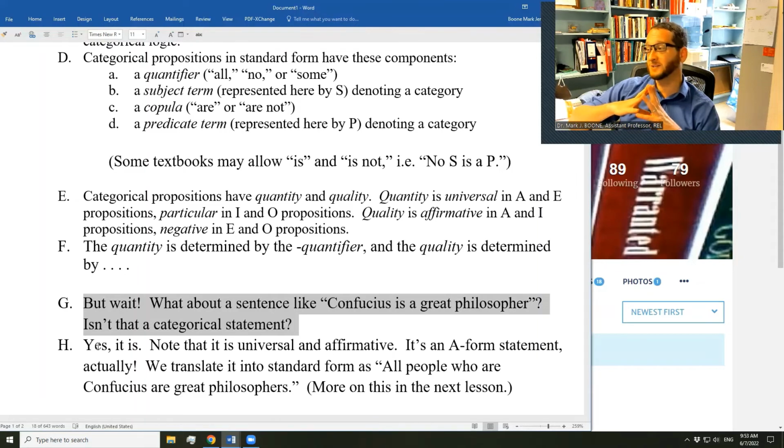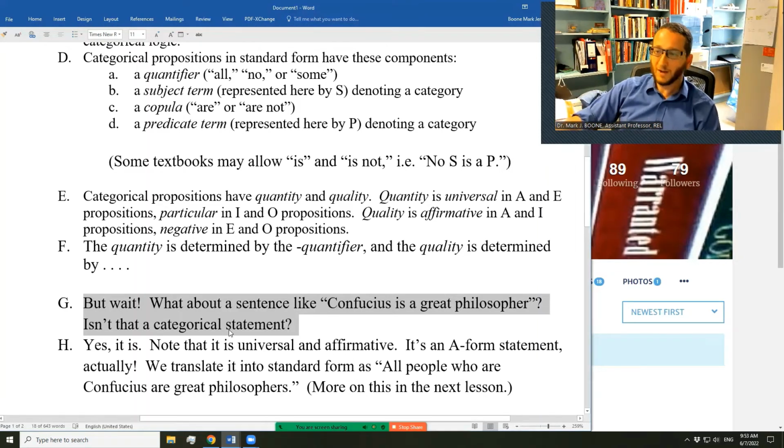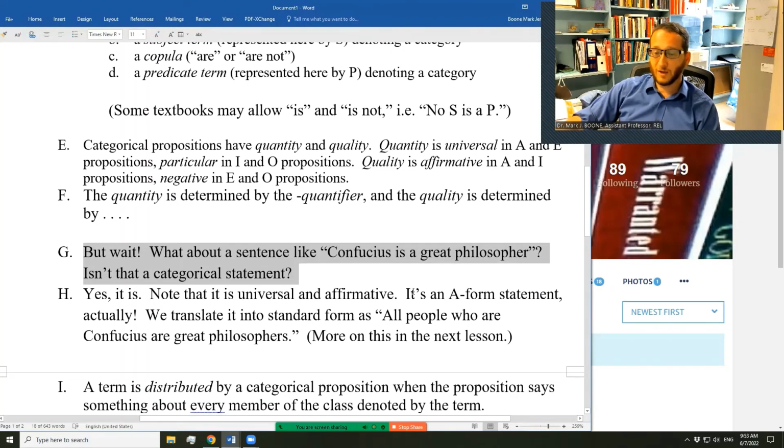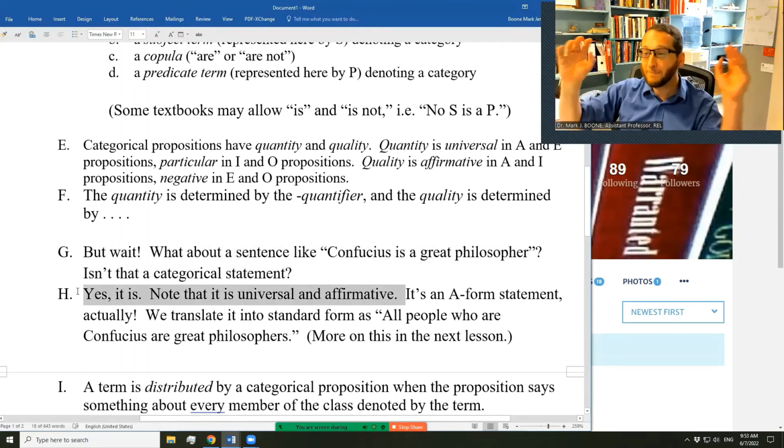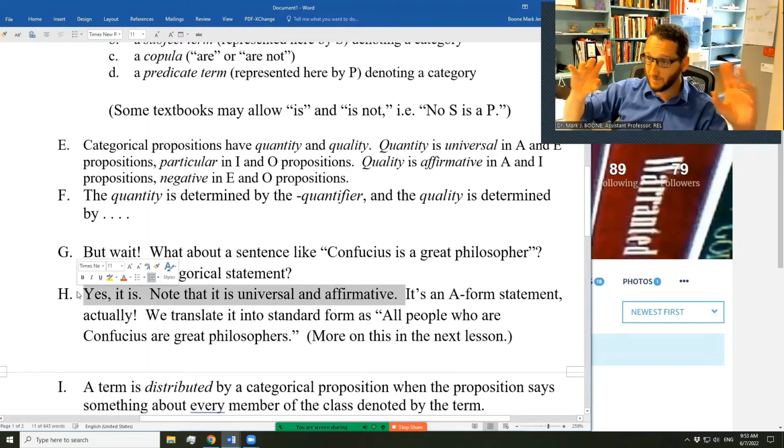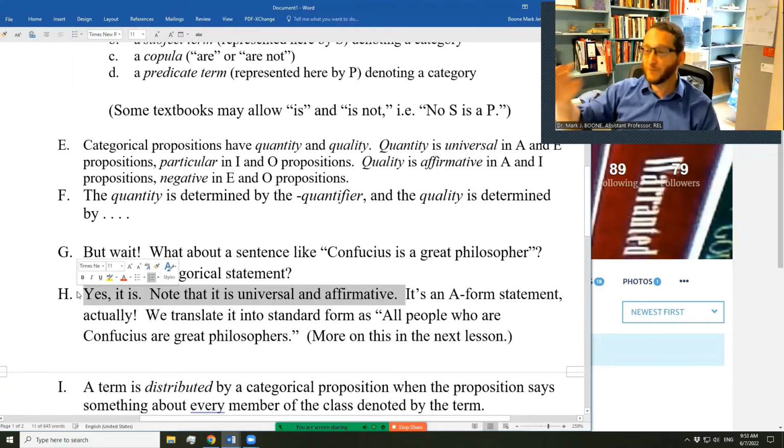And you're thinking because it's about just one, it must be an I, right? It's not all, it's only one. One means only some. No, it is all. It actually is universal because it's talking about the category of people who are Confucius. That means it's universal. It's talking about everyone who is Confucius. So it's an A form statement.